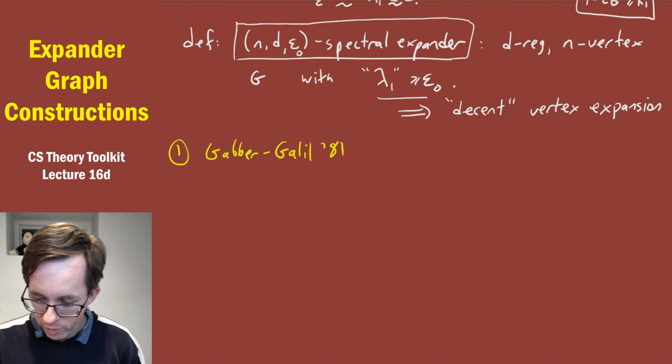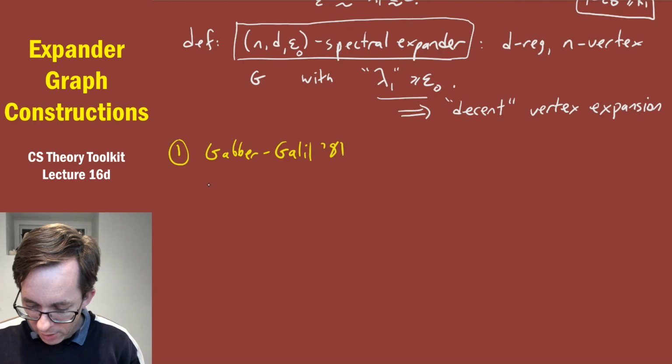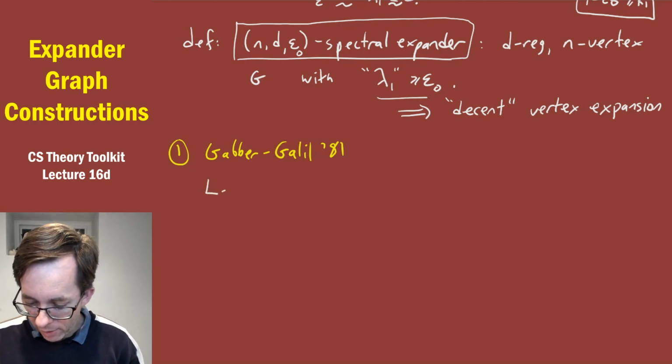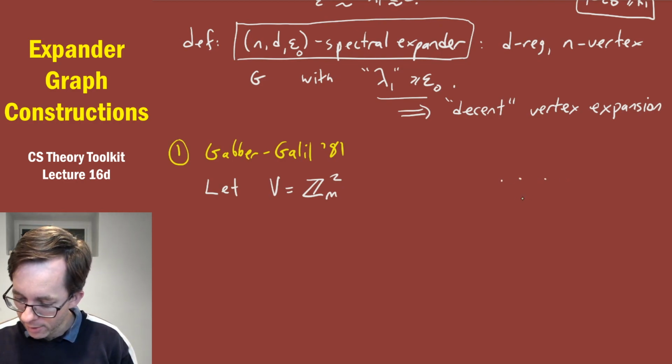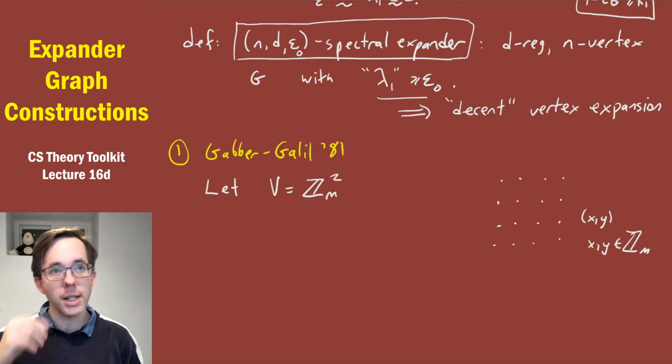Okay, so without further ado, what is this family of graphs? You pick a parameter m, and then the vertex set for your graph, V, will be the integers mod m, squared. So you think of it as like a grid. Here's an m equals 4 example. These vertices are indexed by pairs (x, y), where x and y are integers mod m. Okay, that's the vertex set.